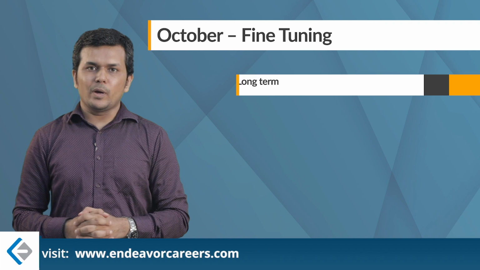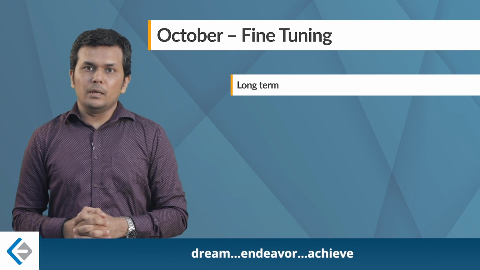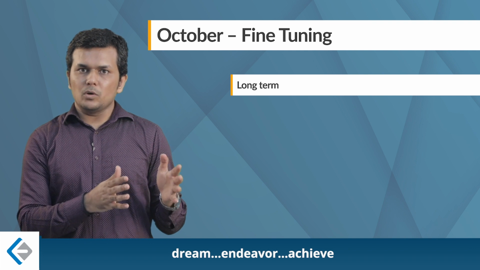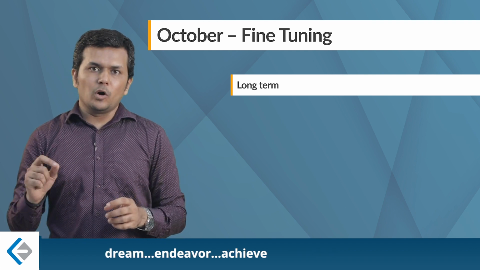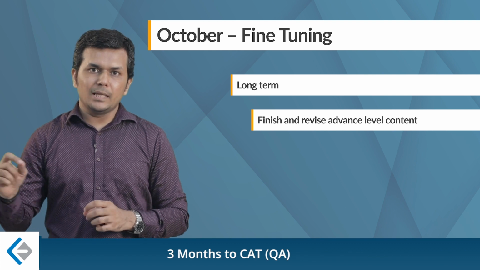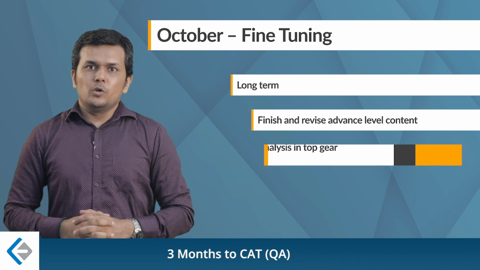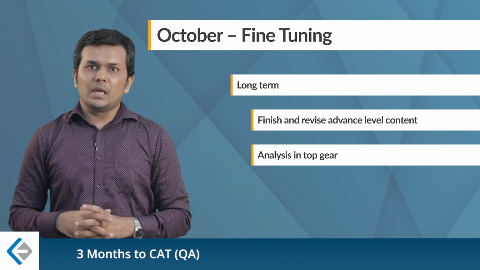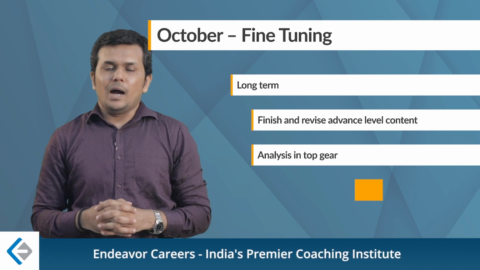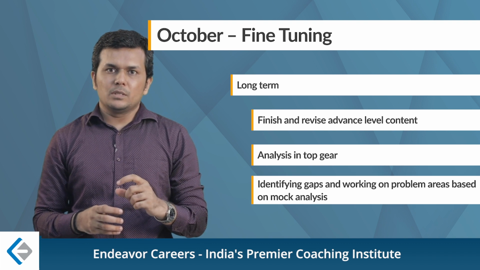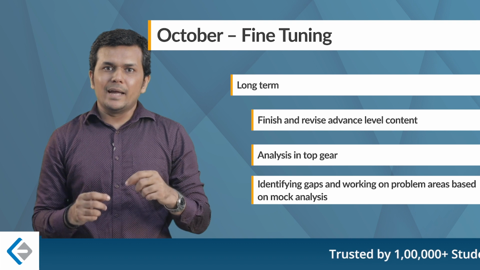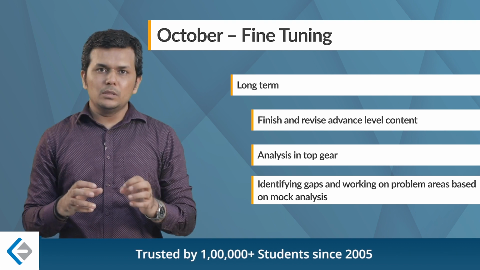If you are somebody who is into CAT preparation for the long term, then in the month of September you would be done with revision of all the chapters, all the topics, and in the month of October you should also target finishing the advanced level content and revising that as well. Also, your mock testing and analysis should be continuing in full swing. On the basis of this analysis, you should identify the gaps in your preparation. That is, if you are not able to solve questions on a particular topic, then you should identify such areas and work on these problem areas.